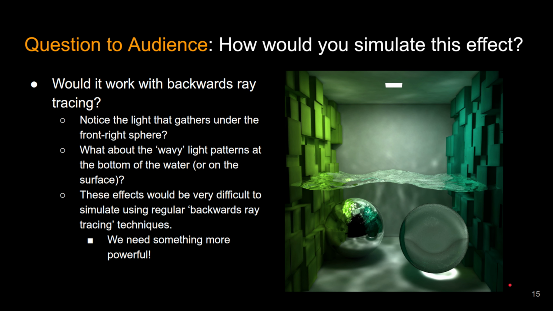So if we just look at this effect here, before we even think about how we would simulate it, let's just see what's interesting. What's really interesting is this light that's gathering under this glass sphere here. There's some light passing from this light source. It's refracting and bending through this sphere, like a concave shape, bending the light, and then gathering under it right here.